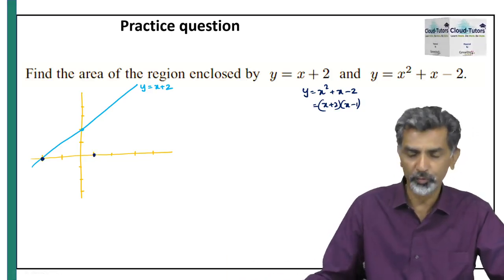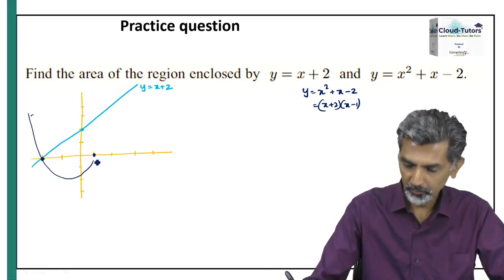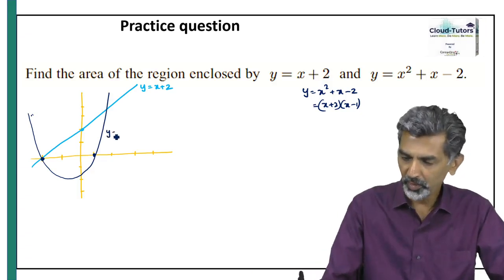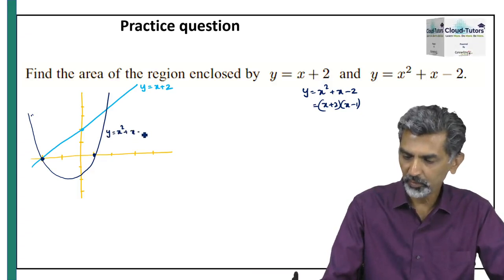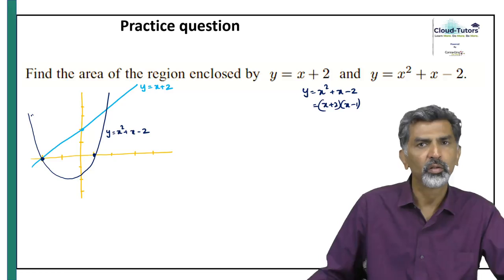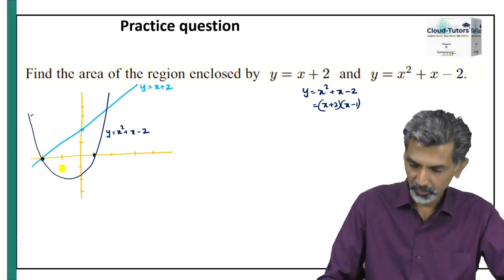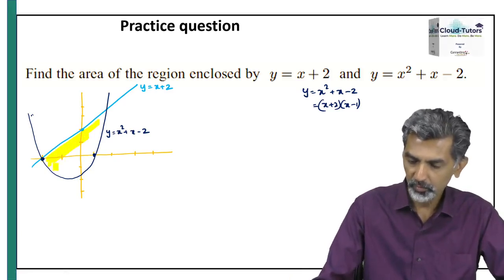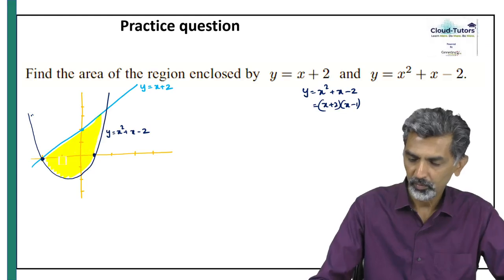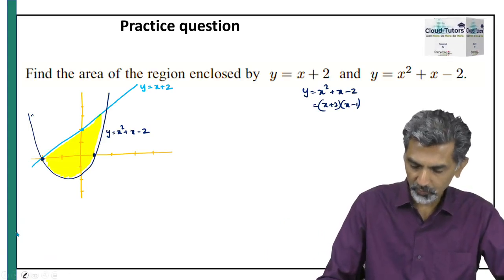And if you were to plot this parabola, again it's no more than a rough sketch, it will be like that. And this is y equals x square plus x minus 2. And now you get a very good idea what region is enclosed by these two functions. So it is this region here. It is that region. So how do we find the area of that region?